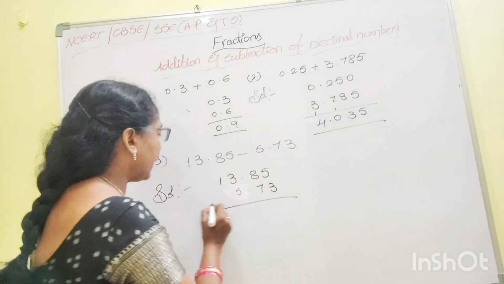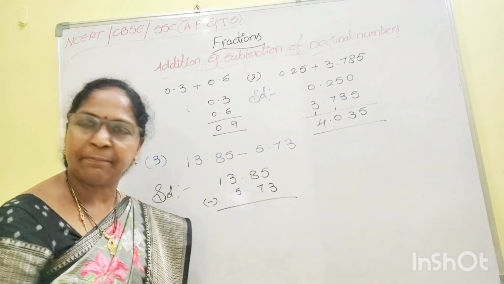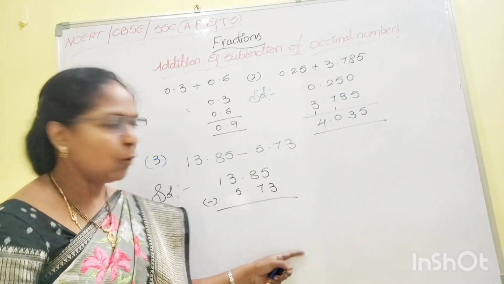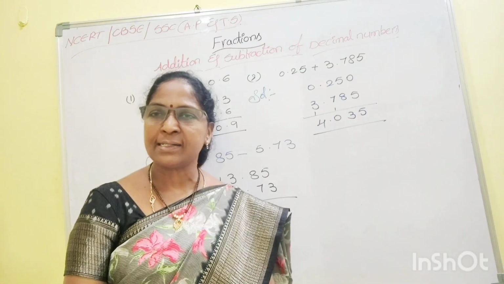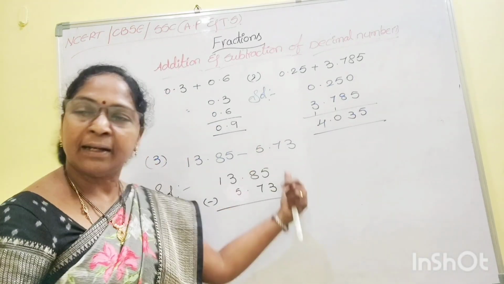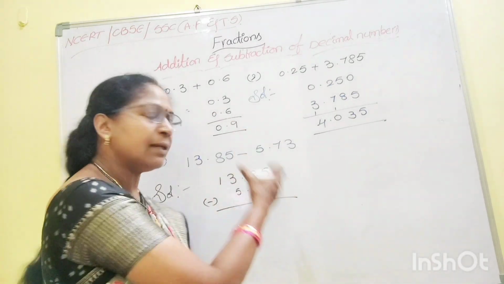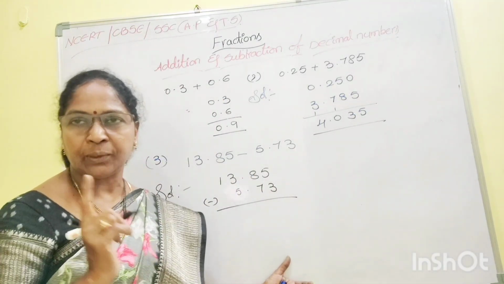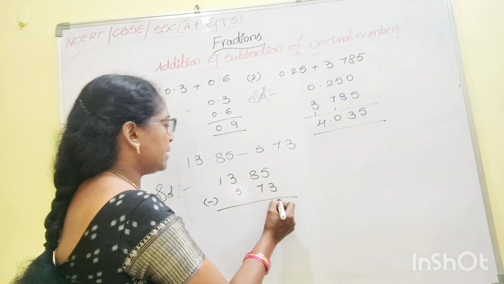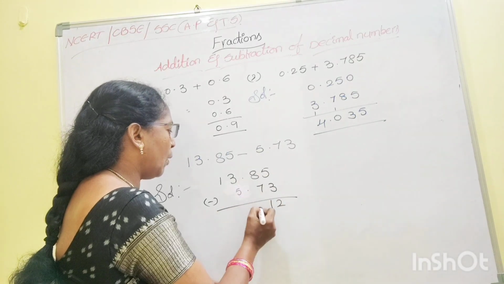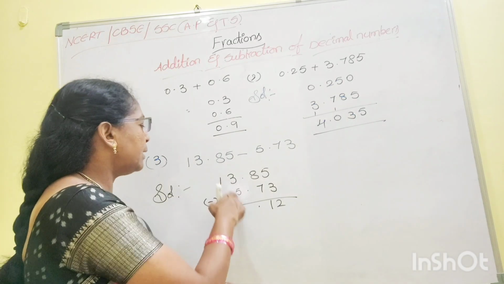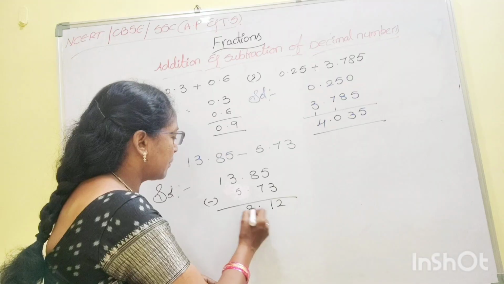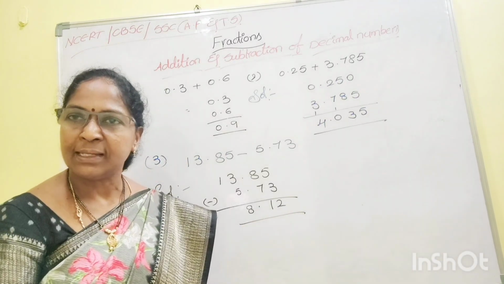Now here subtraction is there. Write the subtraction symbol here. Now subtract, you know the procedure. The same procedure you have to follow. But what you have to remember in addition and subtraction of decimals is to write the numbers in the vertical manner and in the correct order. That is the main thing. So 5 minus 3 is 2, 8 minus 7 is 1, the point is there, you also write the point. Here 3 minus 5 is not possible. Borrow 1, 13 minus 5 is 8. So 8.12 is the answer.